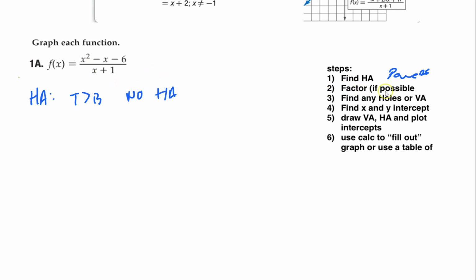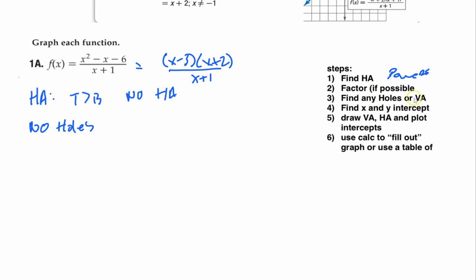So next step, factor if possible. The reason we want to factor is in case we have any holes, where stuff cancels out. So remember, we have to think of two numbers that multiply to get negative 6 but add to get negative 1. So x minus 3, x plus 2, over x plus 1. Well, nothing cancels, so there are no holes.